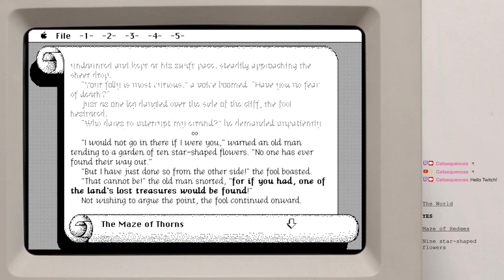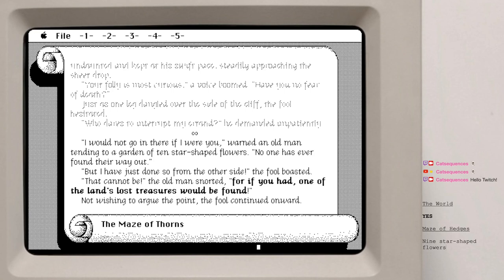"I would not go in there if I were you," warned an old man tending to a garden of 10 star-shaped flowers. "No one has ever found their way out." Oh, just numbers 9 and 10. Yeah, that's what it is. "But I have just done so from the other side," the fool boasted. "That cannot be," the old man snorted. "For if you had, one of the land's lost treasures would be found." Not wishing to argue the point, the fool continued onwards.